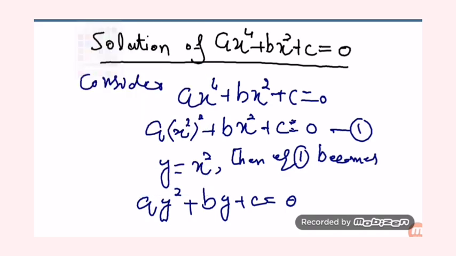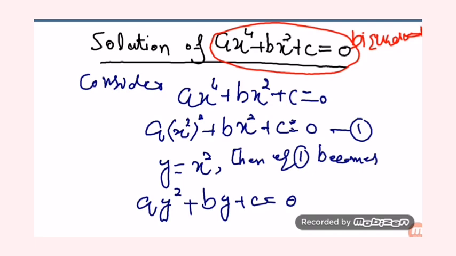In this lecture, we have to discuss the solution of the biquadratic equation ax^4 + bx^2 + c = 0. This equation ax^4 + bx^2 + c = 0 is called a biquadratic equation. And the degree of this equation will be 4.